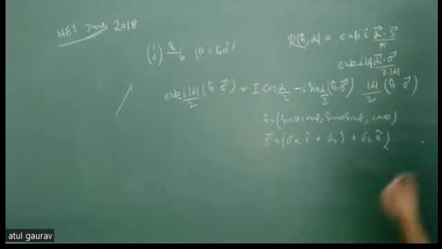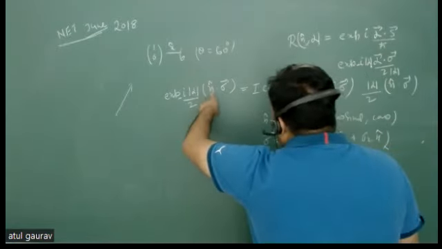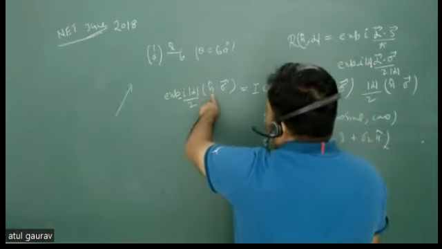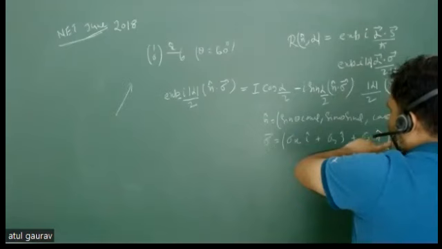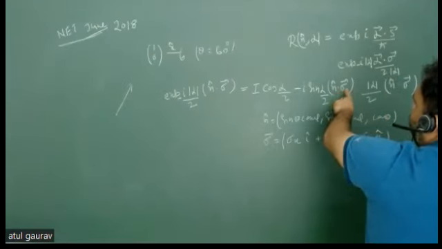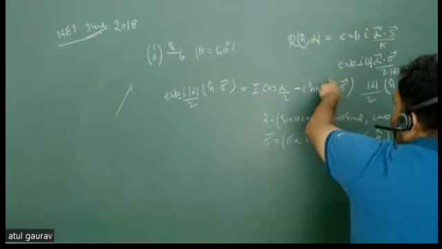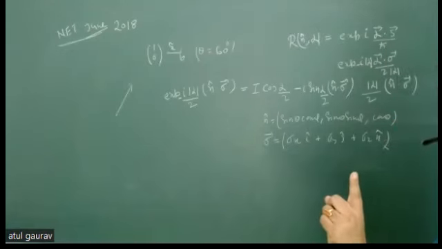Are you people happy? Now this is for any arbitrary direction n cap. This formula is for what? Any arbitrary direction n cap. So suppose this n cap is in the x direction. Which sigma is going to combine with this? Sigma x will combine. And what is the value of n cap? 1.